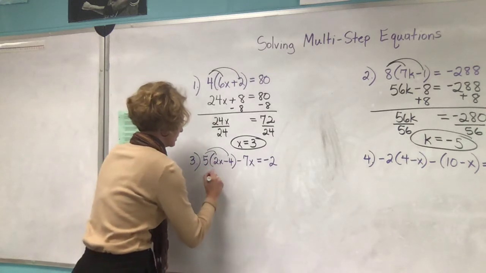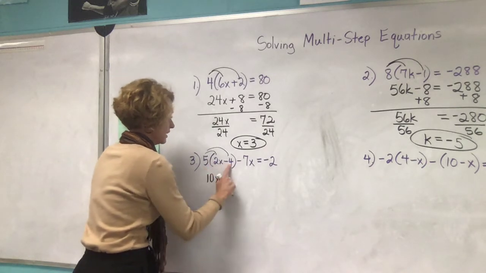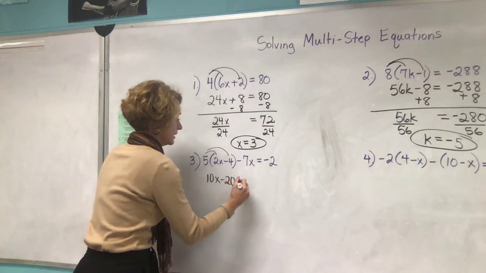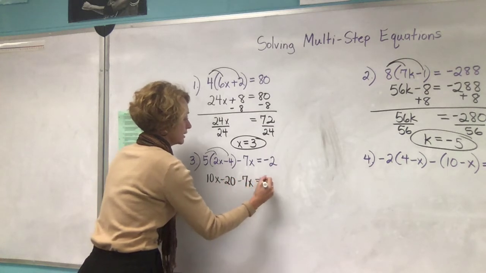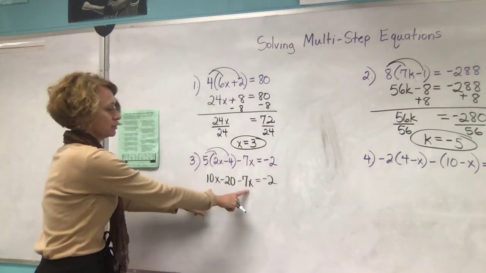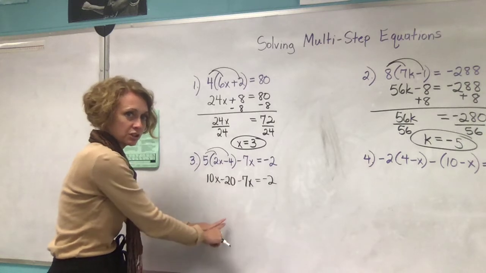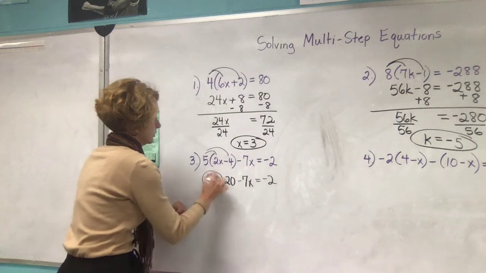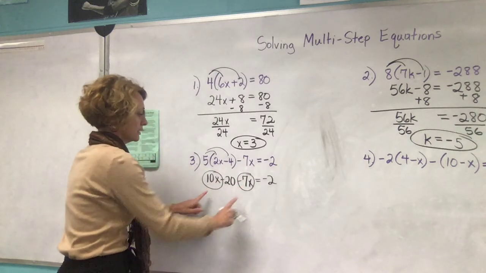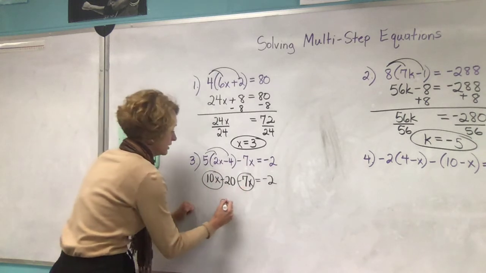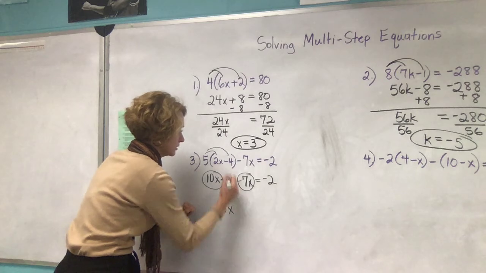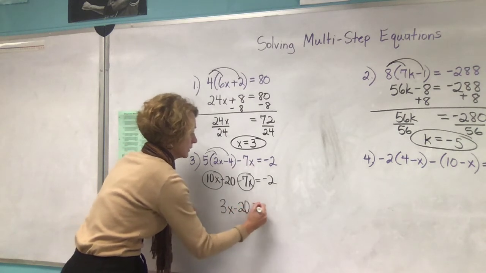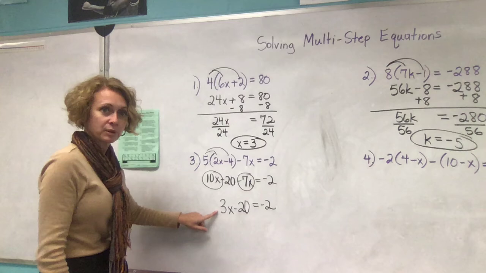5 times 2x is 10x. 5 times minus 4 is minus 20. Bring down my negative 7x. Remember, I'm trying to get this down to a 2-step equation before I move anything across the equal mark. So I'm going to subtract these values. 10x minus 7x is 3x. Bring down my minus 20. Have a 2-step equation right there.